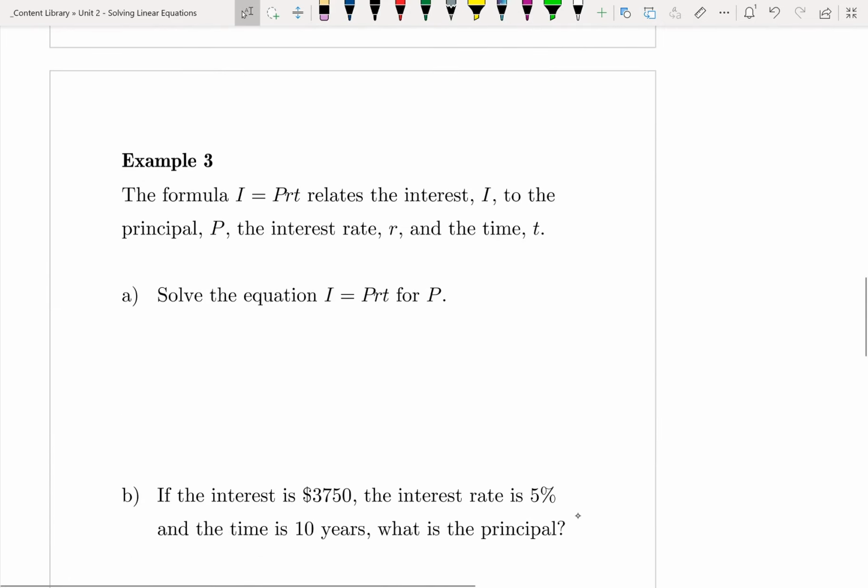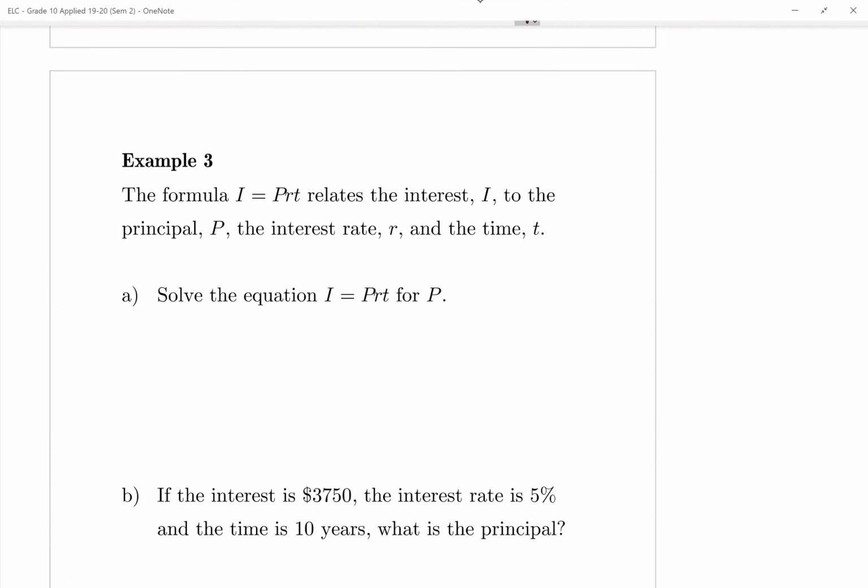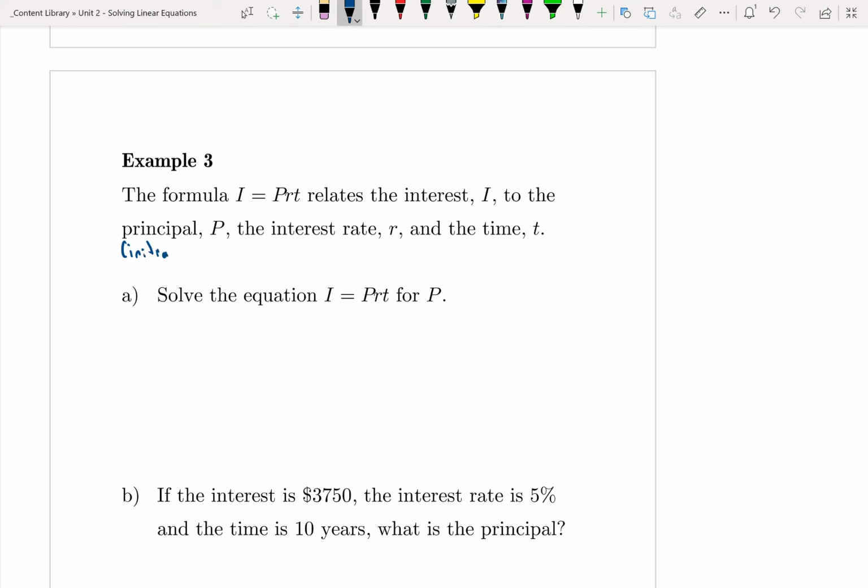For example 3, same idea. We're given a formula for interest, I equals PRT, where we're talking about the interest I, the principal P, or initial value, the interest rate R, and the time t. So we want to solve this equation, I equals PRT, for P, which means we want to isolate P.